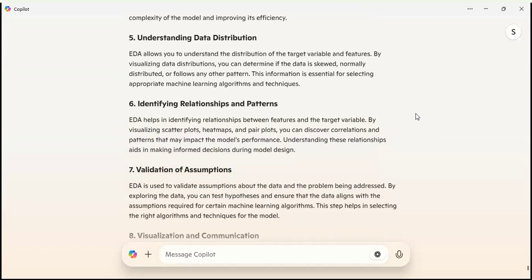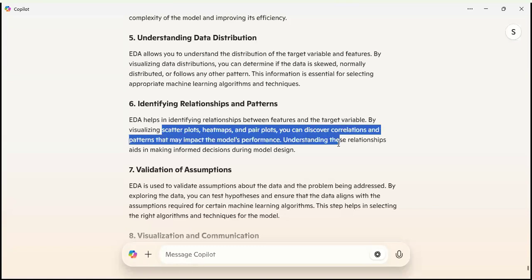So identifying relationships and patterns. EDA helps in identifying relationships between features and target variables by visualizing scatter plots, heat maps, pair plots. You can discover correlations and patterns that may impact the model's performance. Understanding these relationships aids in making informed decisions during model design. You see here, you have used plots, right? Graphs also. There also EDA is included.